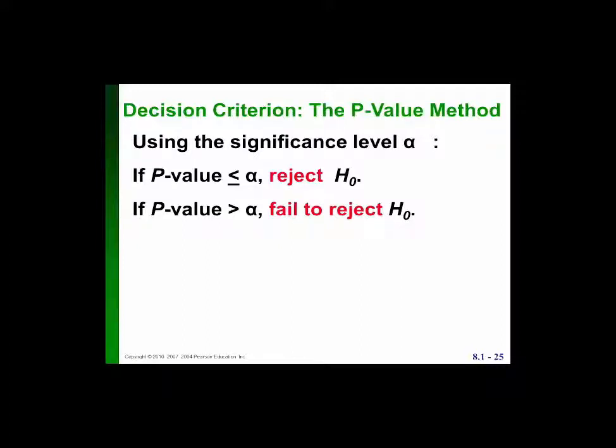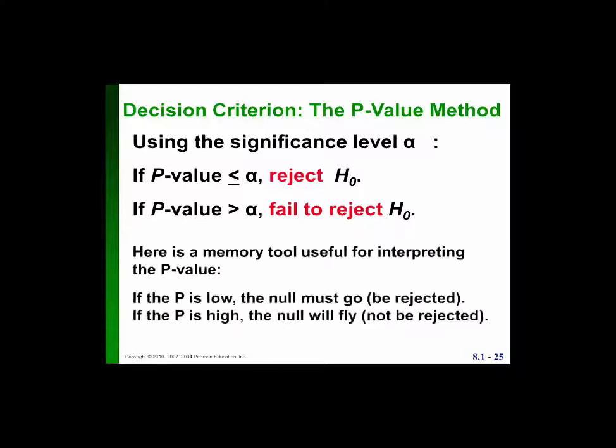And here's a memory tool, but it isn't really useful for me. Let me read it and I'll tell you why. If p is low, the null must go. Must go and be rejected, I got that, no problem. But if p is high, the null will fly. That confuses me because I want to go fly away, and that would be the same as must go.